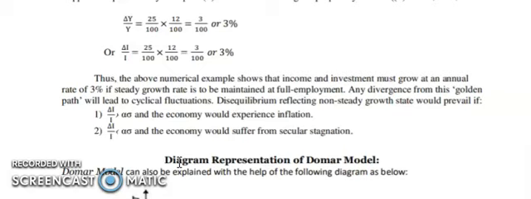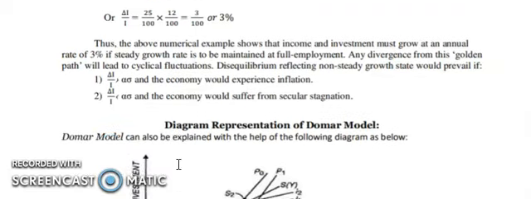Disequilibrium, reflecting a non-steady growth state, would prevail if delta I by I is greater than alpha into sigma, and the economy would experience inflation. The other disequilibrium condition is delta I by I less than alpha into sigma. The economy would suffer from secular stagnation.